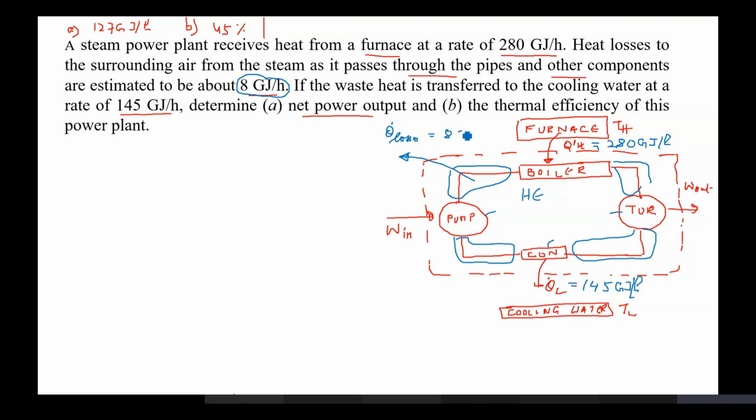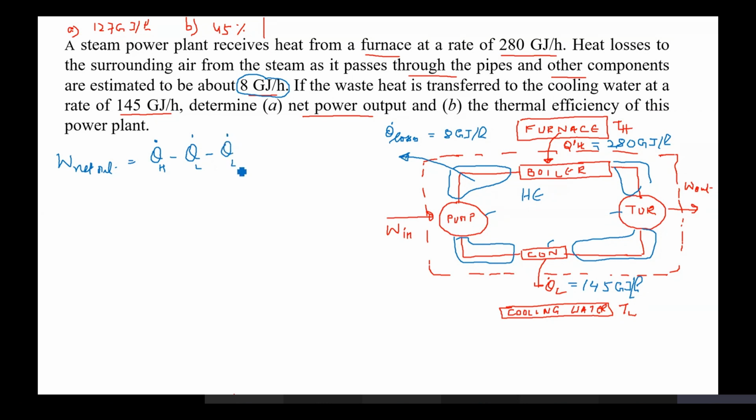They are at the rate of 8 gigajoules per hour. Now, if you remember the net power output, work net out is essentially what is coming in the form of Q dot H, coming into the system, minus what is moving out of the system. So there is Q dot L, which is moving out of the system. Other than this, Q losses are also being rejected.